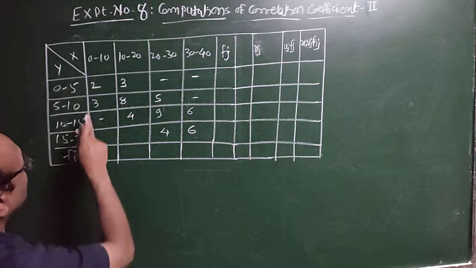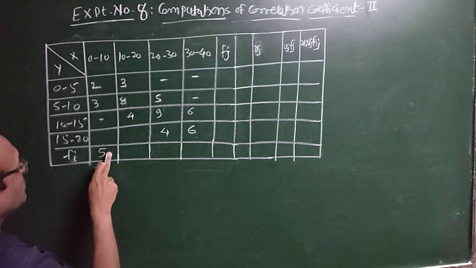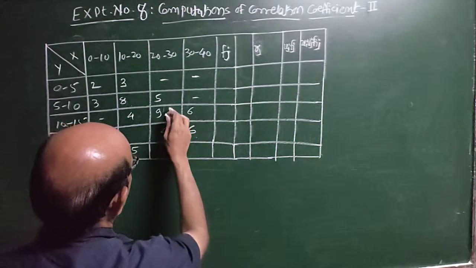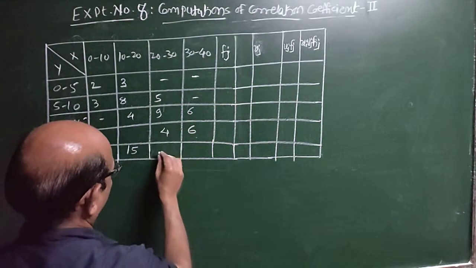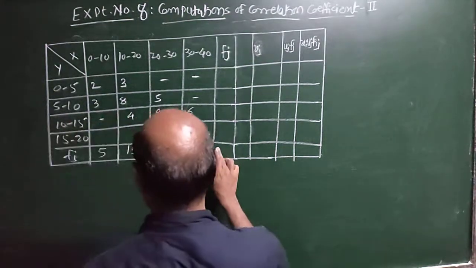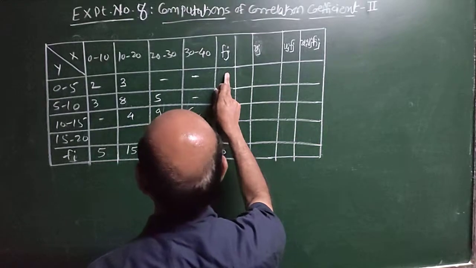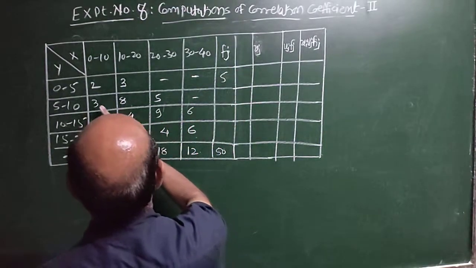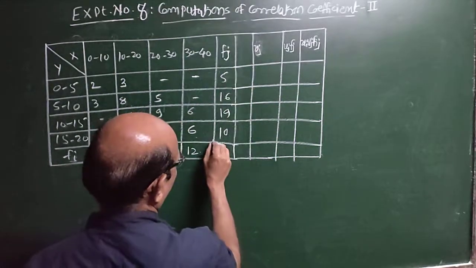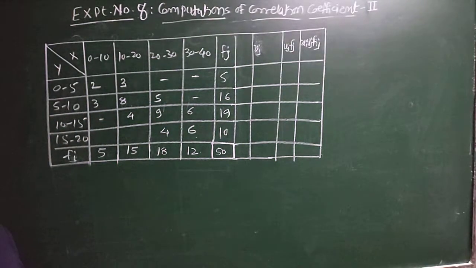This total will be fi. The x values are here; for the first class, 0 to 10 is the x value, therefore fi values you have to obtain. So this will be 15, 18 and 12. The total here is 30 and 20, 50. Now this will be fj: 5, 16, 19 and 10. Again this is the total, so this will be 50, total 50 observations are there.